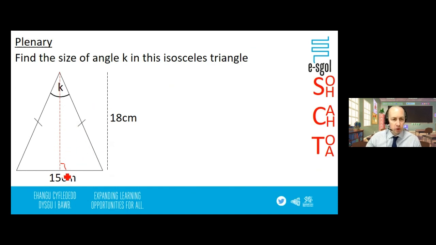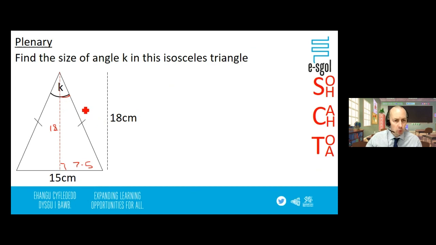Now, because it's an isosceles triangle, we know this line comes out dead center. So if the base is 15, we can do half of 15, and we know this part is 7.5 centimeters. We know the height going straight up is 18. So of course, the length of this side is 18. We have to find angle X, but actually we're not going to find all of angle X. We're going to find half of angle X, and then we'll use that for the answer later. So what have we got?